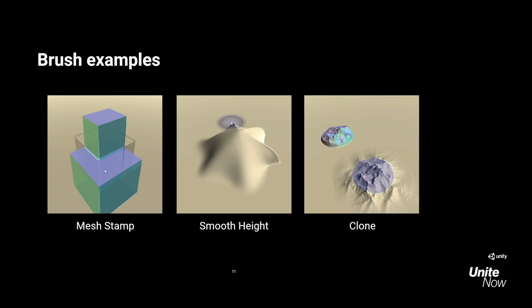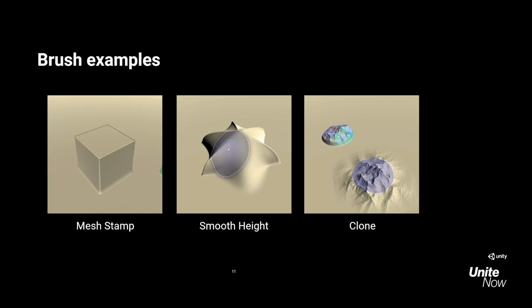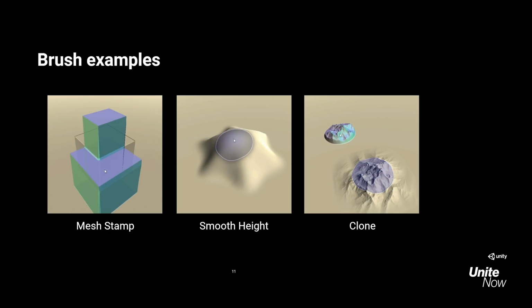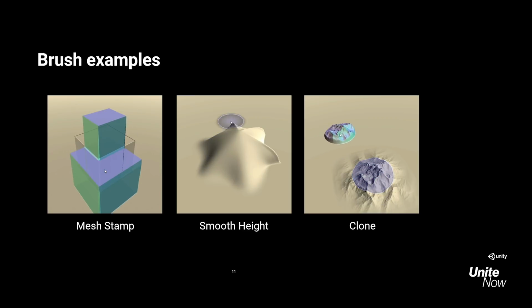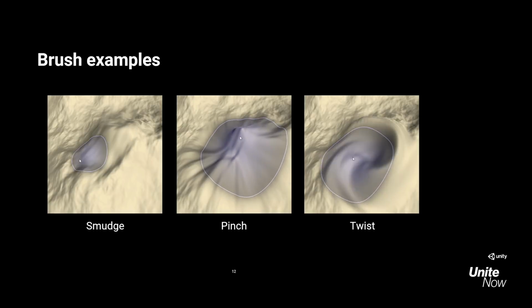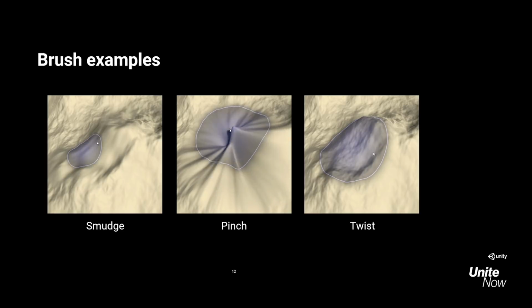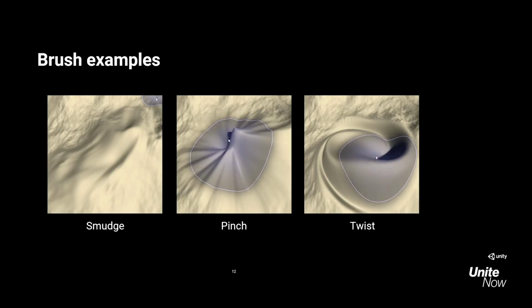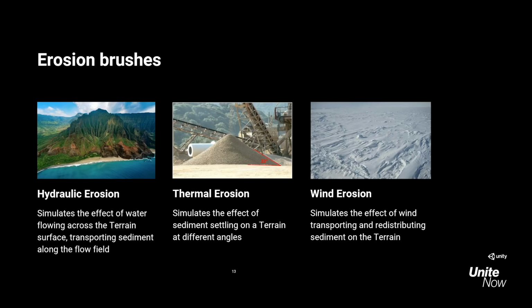Smooth height. You already know how it works. We had that in the previous versions of our terrain system. And one of the cool features, clone, as you can see, you pretty much can copy and paste the mesh in your terrain in the same one or in a different terrain. Some other examples, smudge, pinch, and twist, some cool effects, especially on big maps, and some erosion brushes.